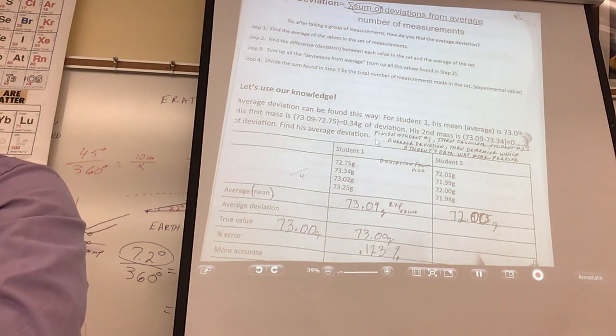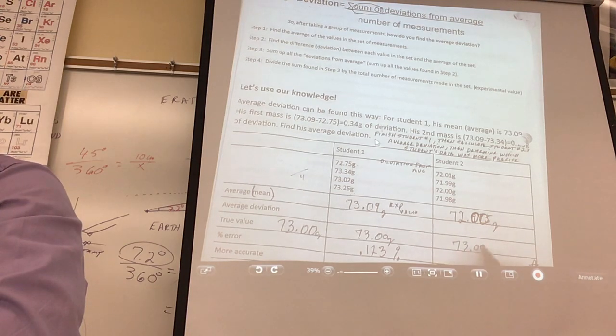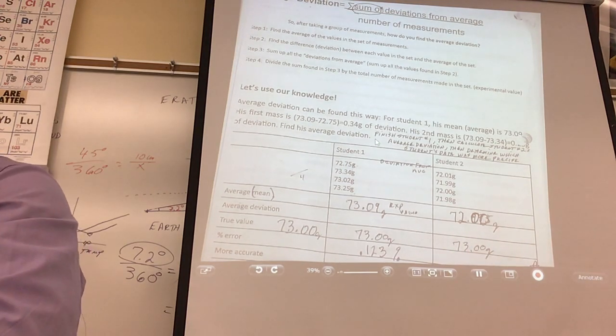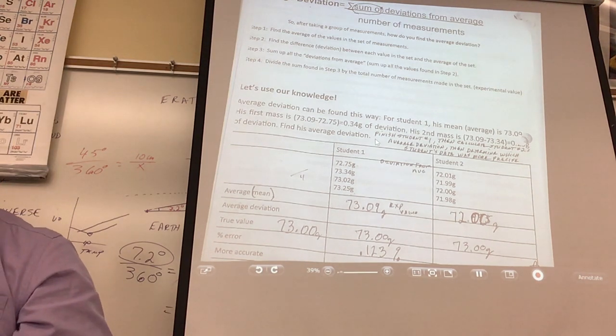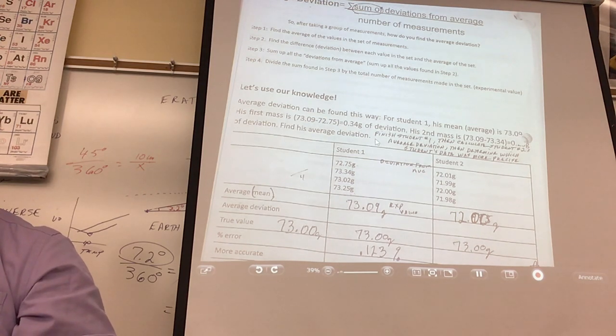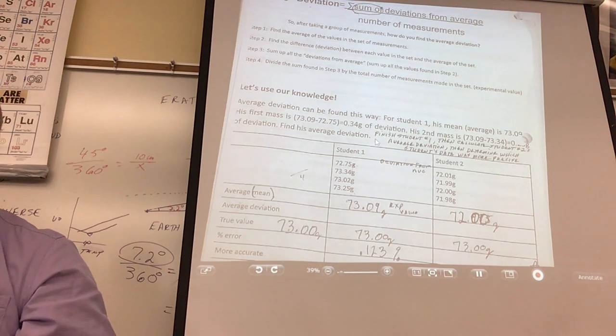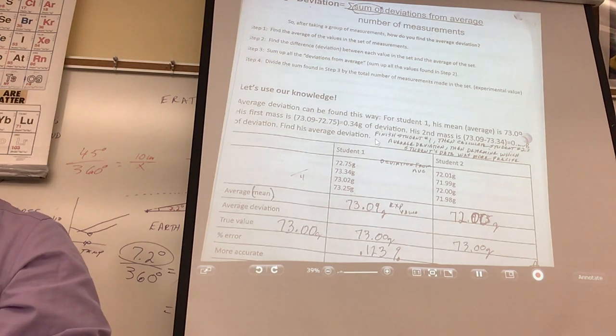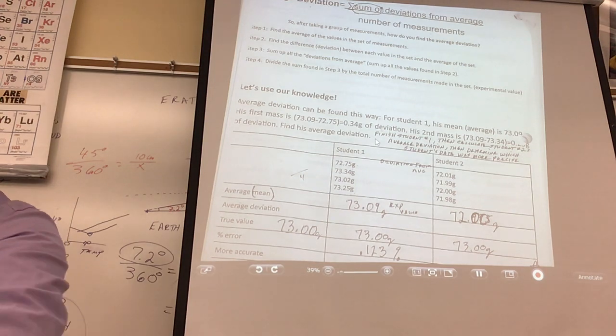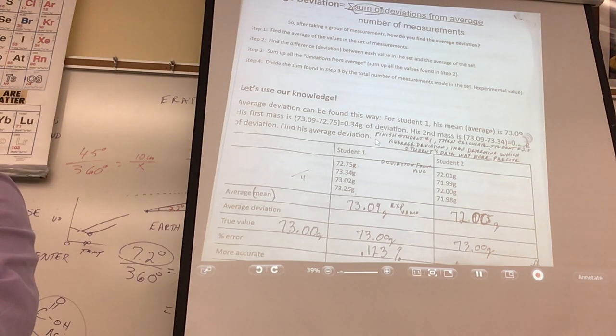Now do the same thing over here to this student and find out the percent error of that one. What is percent error for student 2? Do you have it, Walker? What's student 2's percent error? Negative 1.37%. 1 point what? 37. Okay. Did everybody else get that?